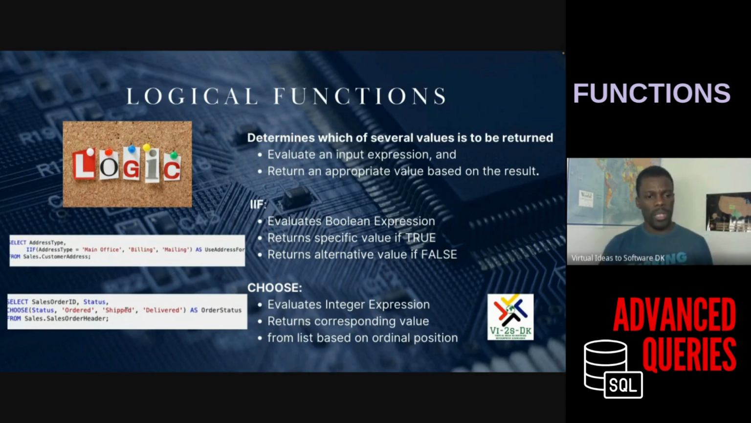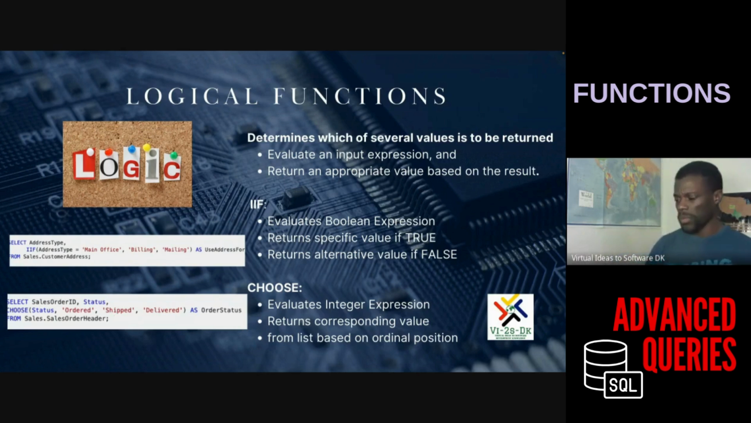Now, if we took a look at the choose function, here we're choosing the status. We know for a fact that the status of 1 means that the sale or the item has been ordered. If we change the status to 2, it's been shipped. If it's changed to 3, it's been delivered. So we can have a column that holds that value. If the value is 1, 2, or 3, that's what's going to be returned. So again, we're going to look at a few examples of those. Just remember, choose is going to evaluate an integer data type, while the other is going to evaluate a Boolean expression.